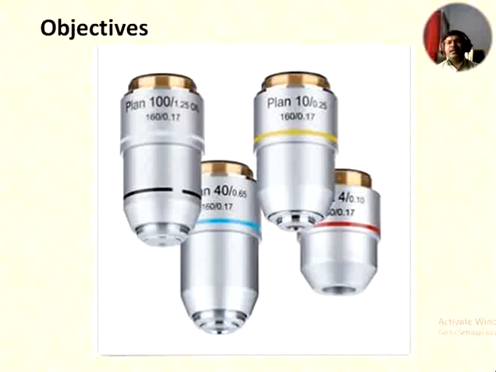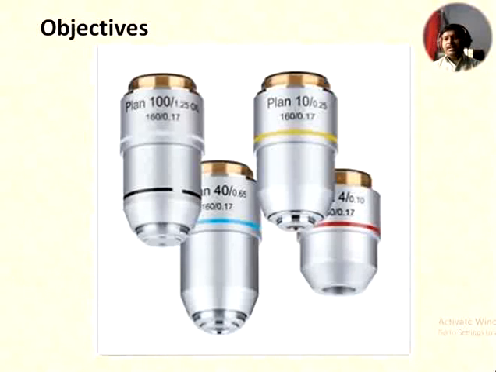The 100x is also called an oil immersion objective. That means in a compound microscope generally there are 3 objectives present. One is 10x, another is 45x, and the last one is the 100x, the oil immersion objective. But now in modern microscopes there is one lens that is given additionally, and that lens is called a scanning lens or scanning objective.